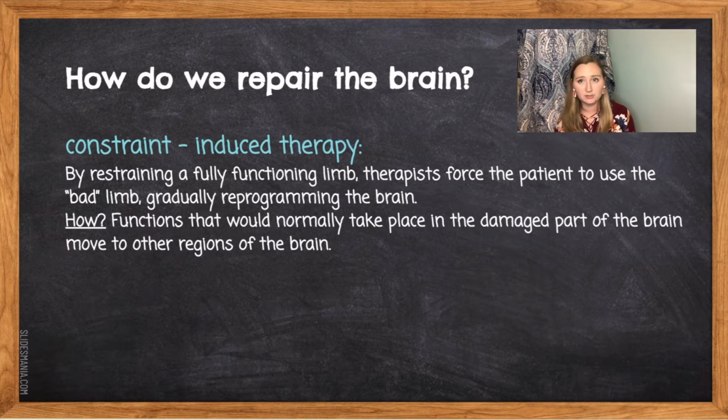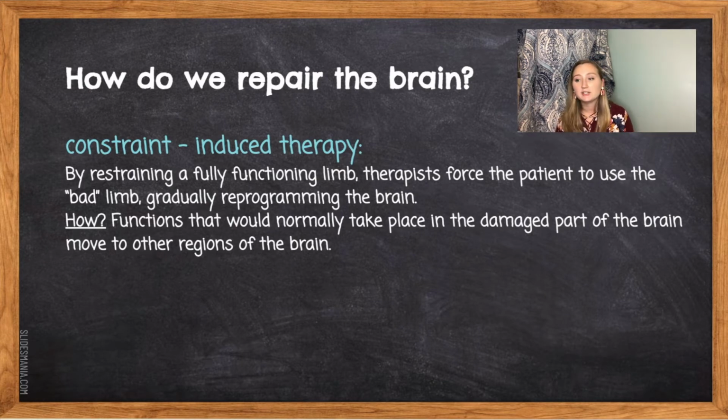One of the really cool ways that we do this is what we call constraint-induced therapy. So basically, this is someone who has probably damaged one of those parts of the brain or has damaged certain neurons that control a limb. So they restrain the fully functioning limb. So let's say we have a bad arm and a good arm, right? They restrain that fully functioning limb, the good arm, and they force the patient to use the bad arm to do things in their normal everyday lives. Eventually, this reprograms the brain to figure out how to make that arm function.